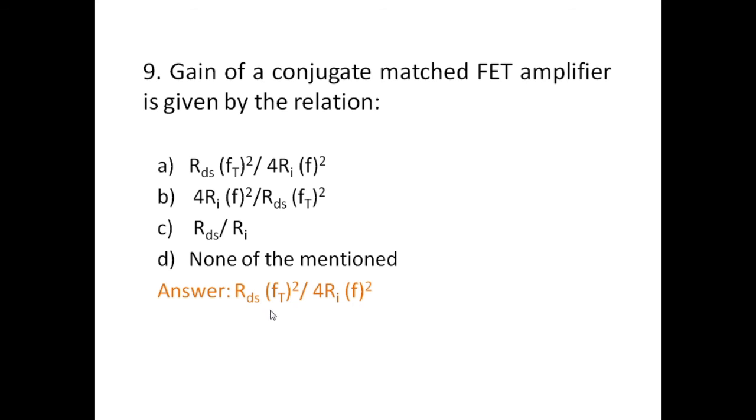So RDS divided by RI would give only the resistance value, but here option C is expressed as RDS divided by RI. Here the relation will consist of the frequency value also. Therefore the answer is RDS fT the whole square divided by 4 RI f square.